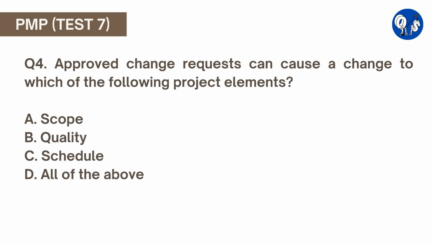Approved change requests can cause a change to which of the following project elements? A. Scope. B. Quality. C. Schedule. D. All of the above. Here option D is correct. Approved change request can cause a change to project scope, project quality, and project schedule.